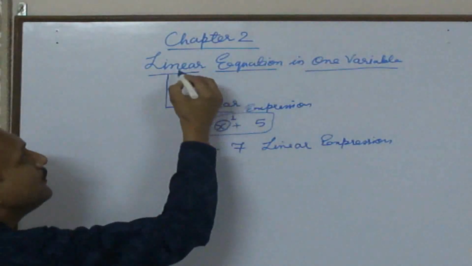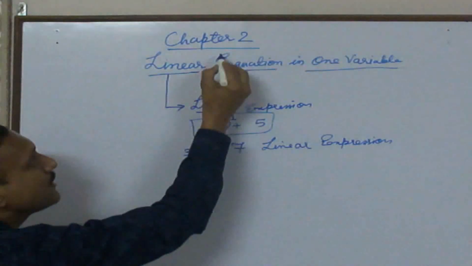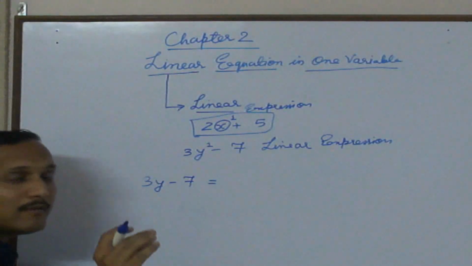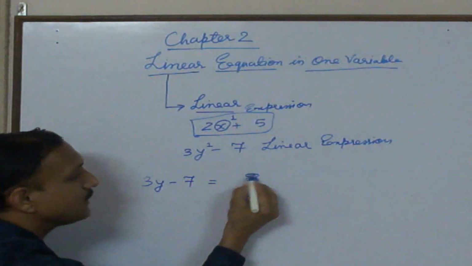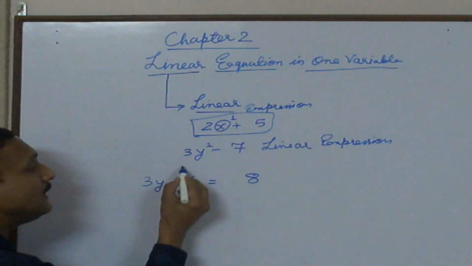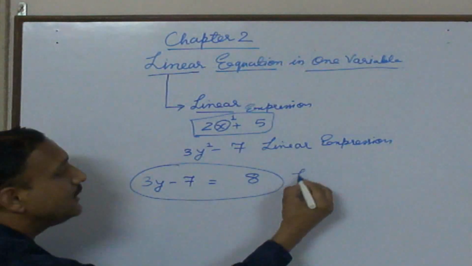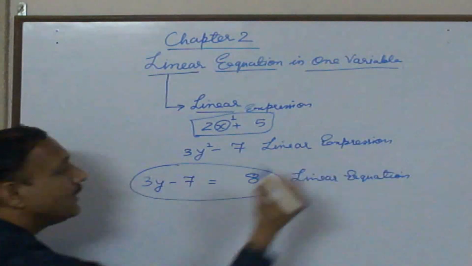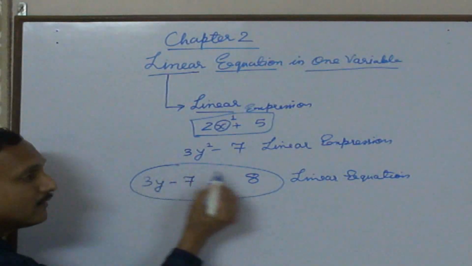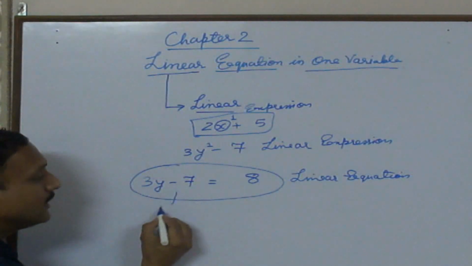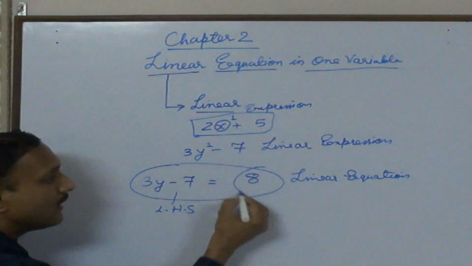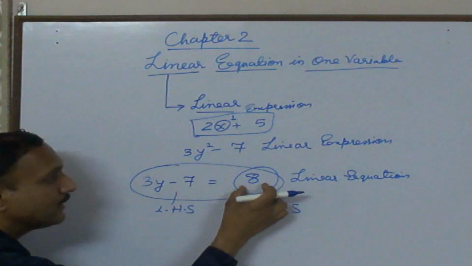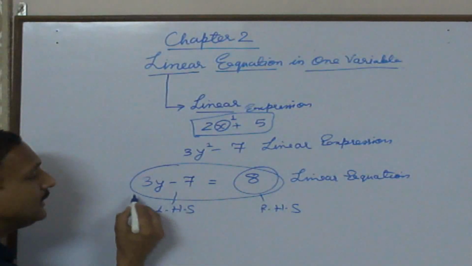Now, the linear term is clear to us. Now, what about an equation? When we write this expression equals to some variable or some number, like I have written here 8, then this linear expression converts into a linear equation. This is a linear equation. It contains the linear expression here, this is called LHS and this one is RHS. So left hand side equals right hand side. Such an equation is called a linear equation.